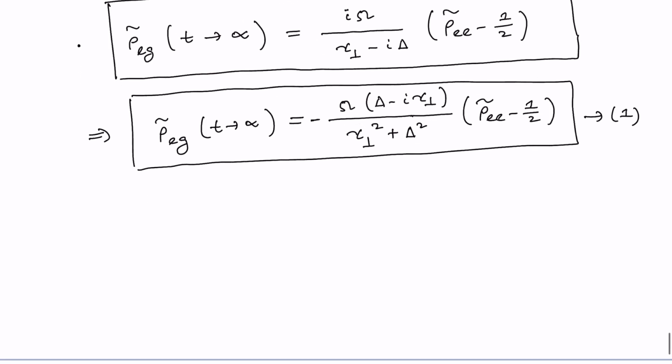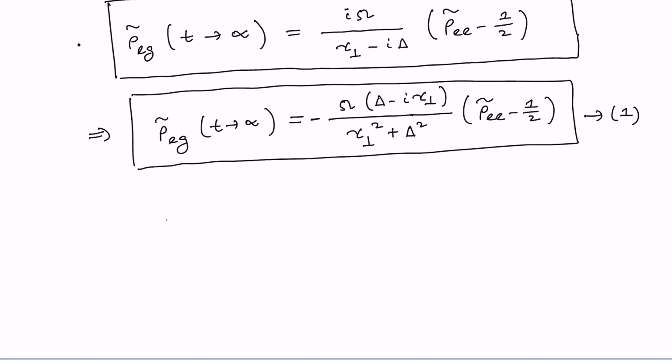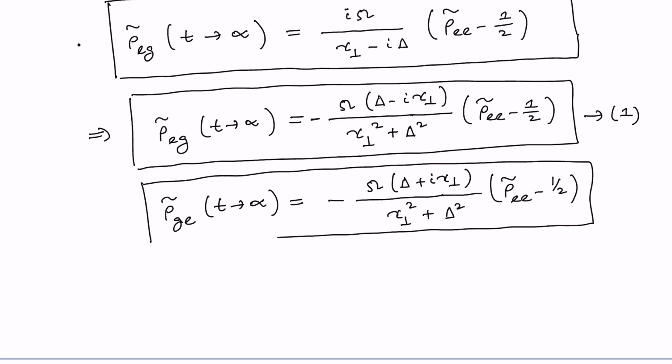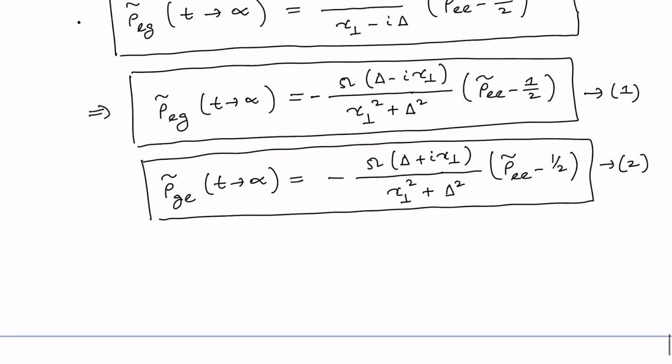Okay, now if I take the complex conjugate of this equation, then I am going to get rho tilde ZE as well. That is this, it would be minus capital omega delta plus I gamma perpendicular divided by gamma perpendicular square plus delta square, and it would be rho tilde EE minus 1/2. So this is another equation I get. So you see, I am already getting the steady state coherences from these equations.